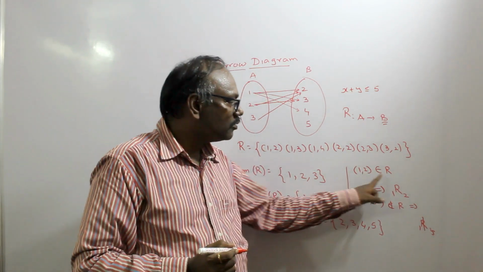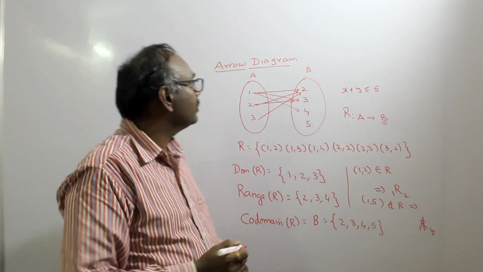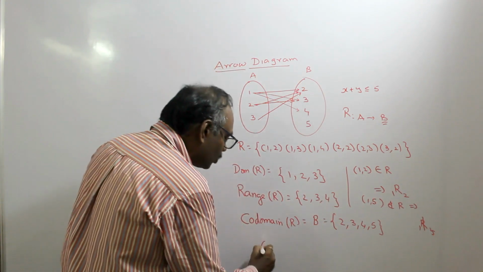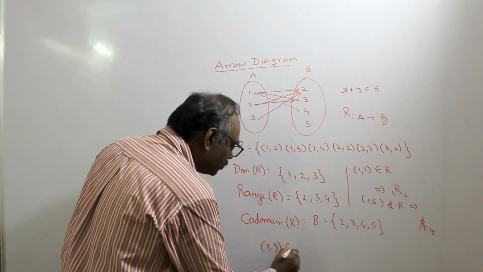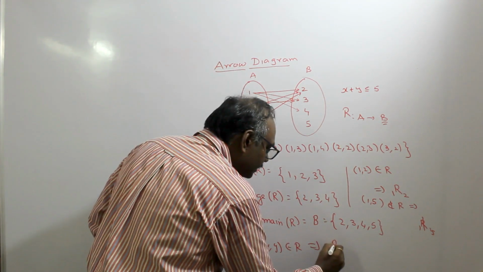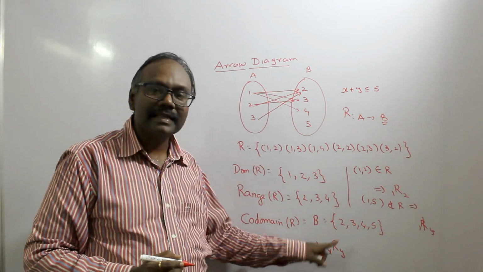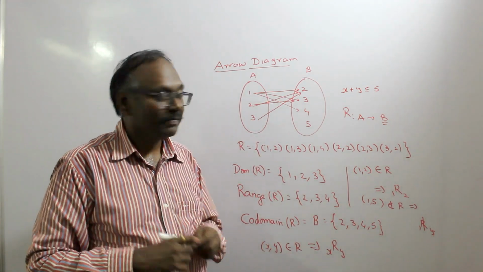So we write (1, 2) belongs to R or 1 is R related to 2. So in general we can write (x, y) belongs to R implies x is R related to y. (x, y) belongs to R means x is R related to y. Please make a note of this.